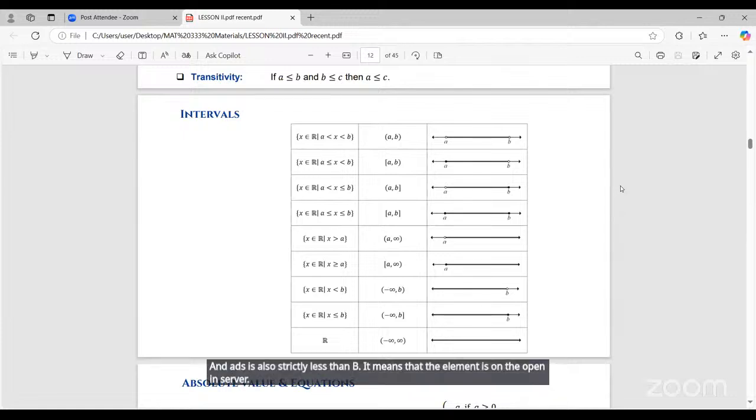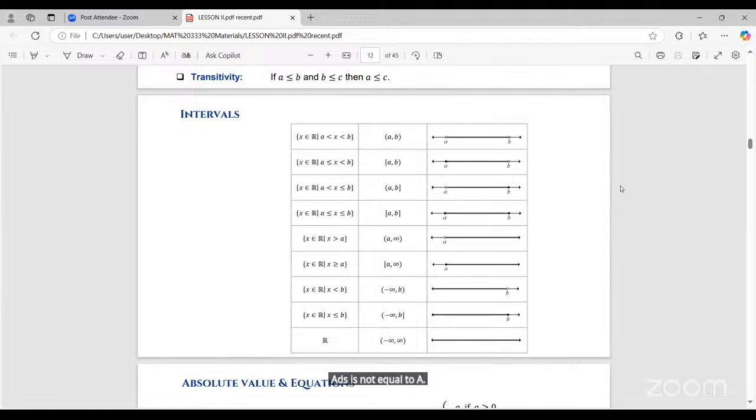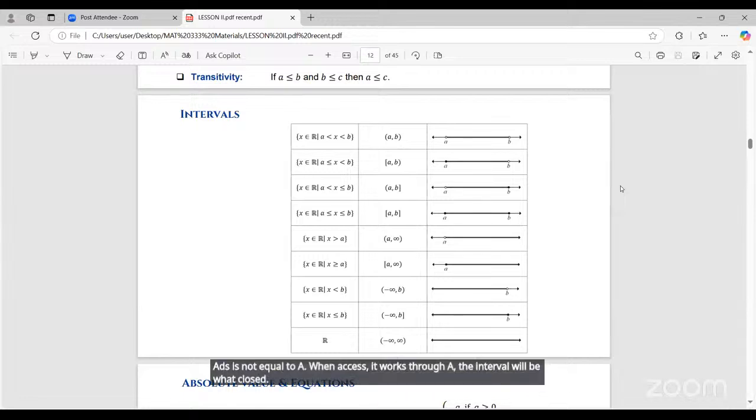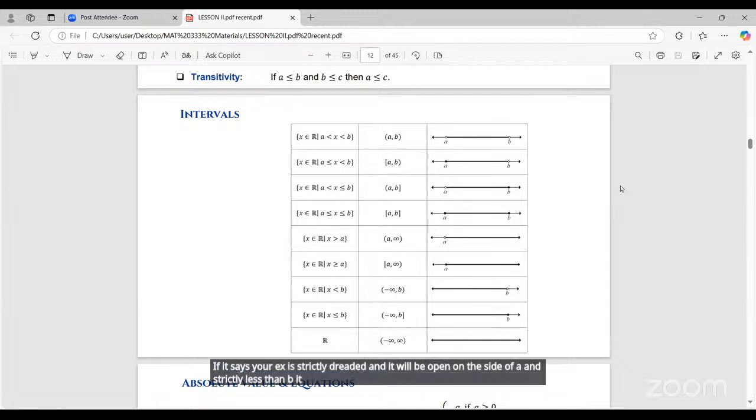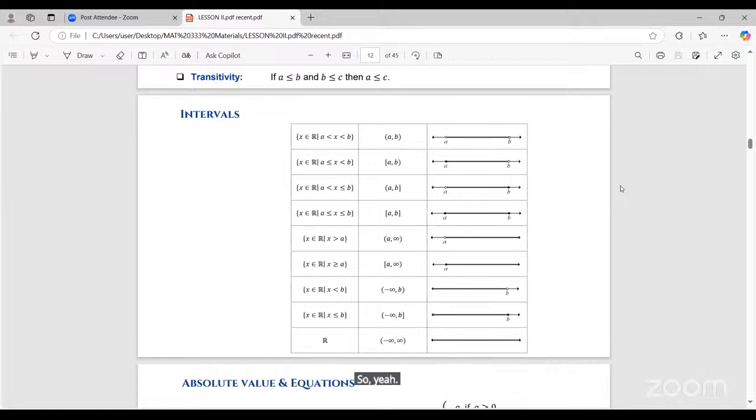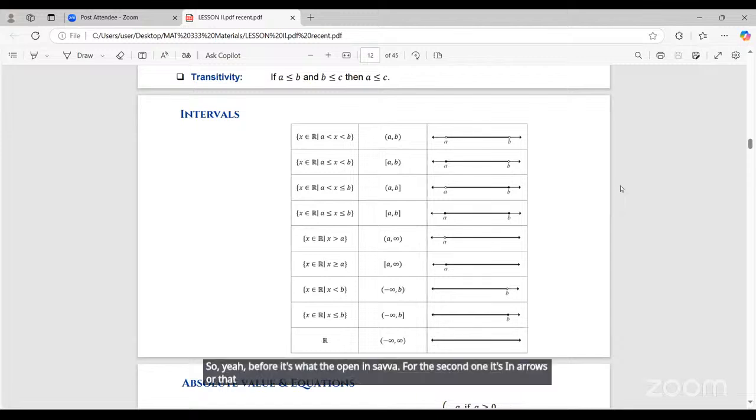x is not equal to A. When x is equal to A, the interval will be closed. Since it is strictly less, it will be open on the side of A. And if it says x is strictly greater than A and strictly less than B, it will also be open on the side of B. So we call it the open interval.